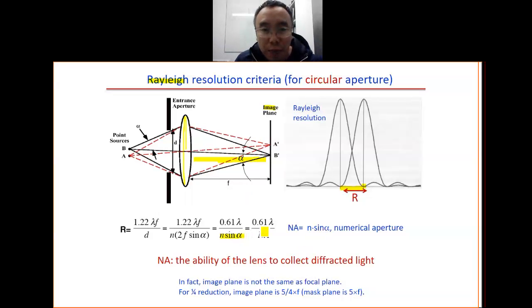So in the end we get 0.61 lambda over NA. The NA, numerical aperture, tells the ability of the lens to collect the diffracted light. So the bigger the lens, the more light will be collected.